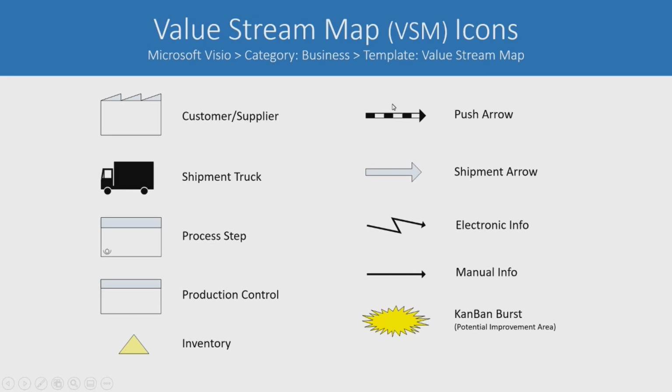Now you have these arrows. So when you're pushing something, you have this push arrow. You have a shipment arrow. You have electronic information. So whenever something is being sent electronically, you use that icon, and if something is being done manually, you have just a straight arrow. And last but not least, when you're done everything, you're going to analyze for opportunities of improvement. And we call this a Kanban burst.